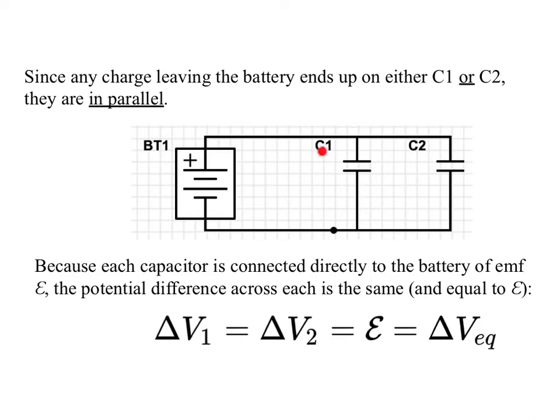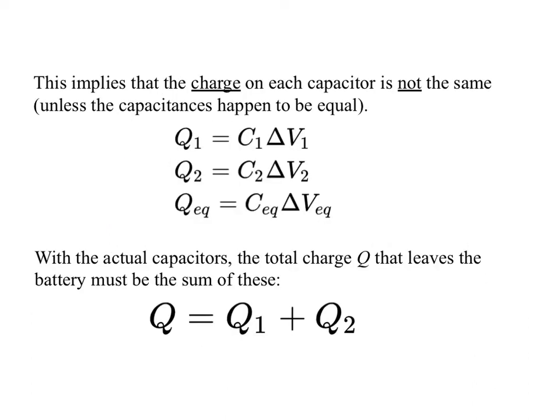And that's what we want with the potential difference across the equivalent capacitor, because we're going to try and replace this with a unit that looks something like this, where we still have EMF E, but we also have C equivalent. This implies that the charge on each capacitor is not the same, unless the capacitances happen to be equal. Instead, the charge on 1 is C1 times the voltage difference, the charge on 2 is C2 times the voltage difference, and the charge on the equivalent capacitor would be C equivalent times the voltage difference.